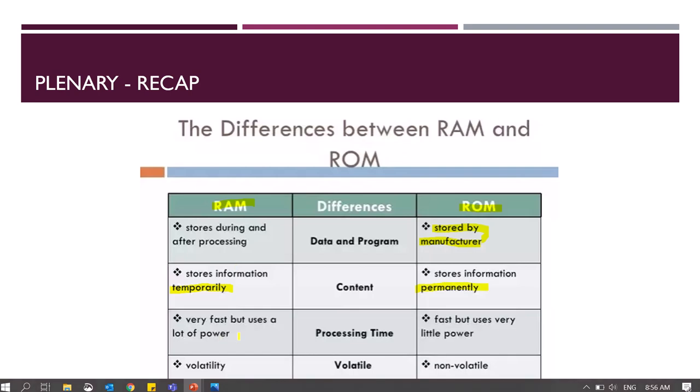The RAM is very fast, but it uses a lot of power. Which is why whenever you want to make your computer faster, you will add more RAM chips to it. The ROM is also fast, but it uses very little power. The RAM is volatile, which means that the data is lost when the computer is turned off. The ROM is non-volatile, which means the data is still maintained even after the computer is turned off.